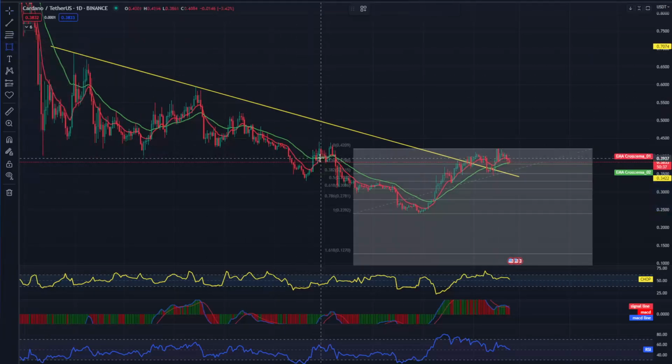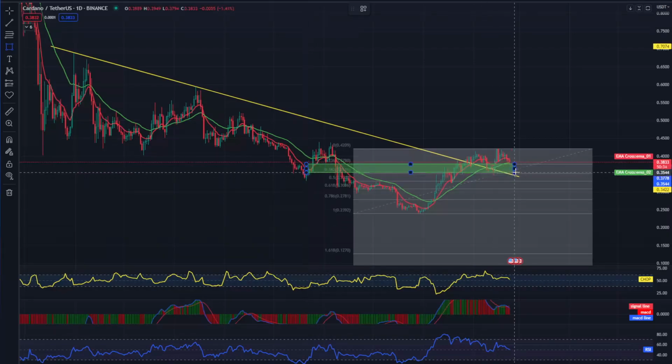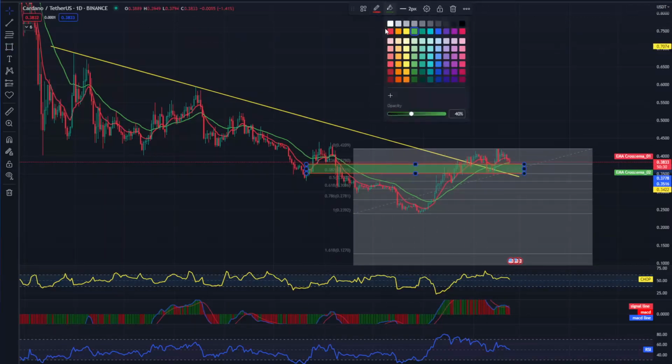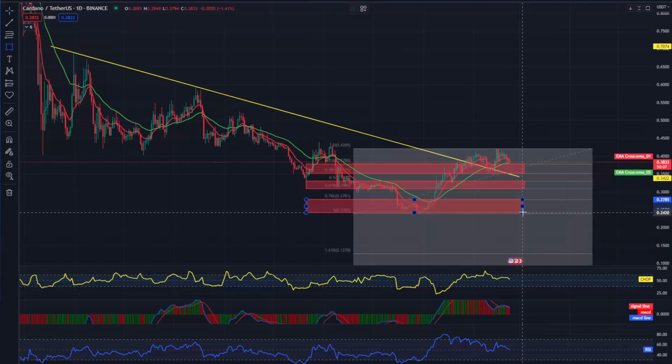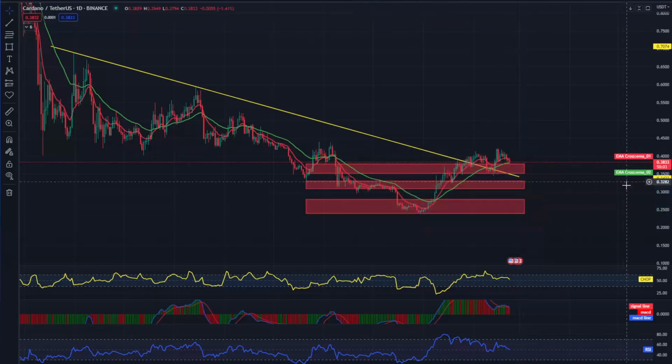Let's start by marking the support places for the price, and we see that first we have a support zone from 38 cents to 35 cents. But if the price goes lower, we have another zone from 33 cents to 31 cents. And then we have a very strong support zone from 28 cents to 24 cents.